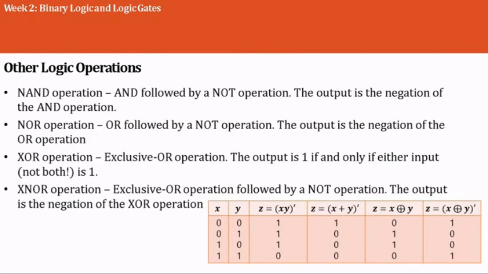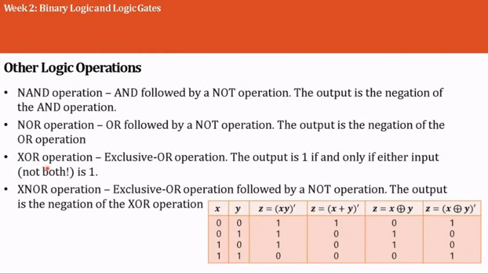And we have other logic operations. Aside from AND, OR, and NOT, we also have the NAND operation, so AND followed by a NOT operation. The output is the negation of the AND operation, so it's just the opposite of the AND operation. We have also the NOR operation, so OR followed by a NOT operation. The output is the negation of the OR operation.